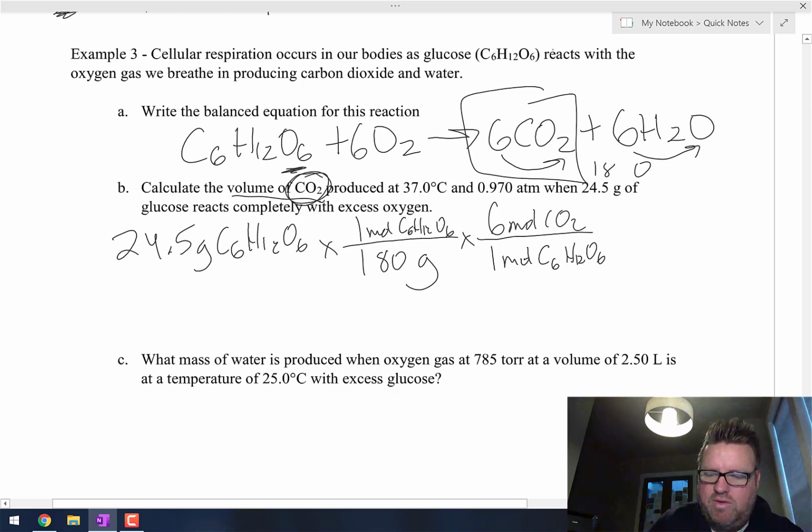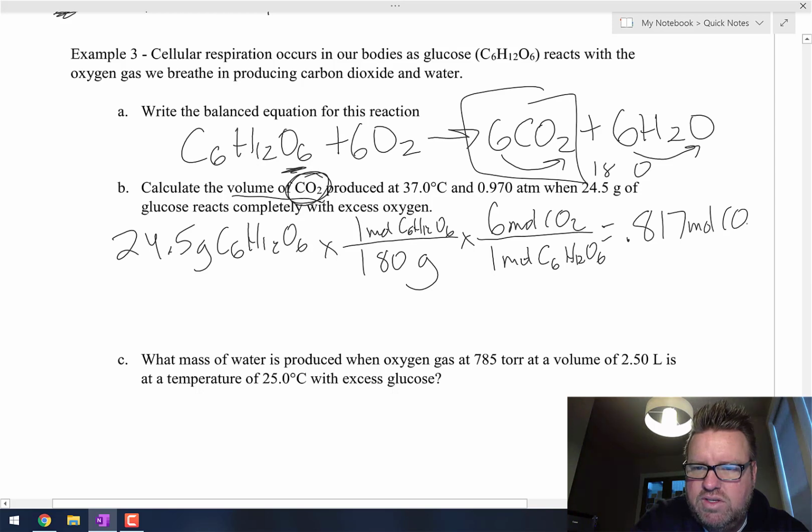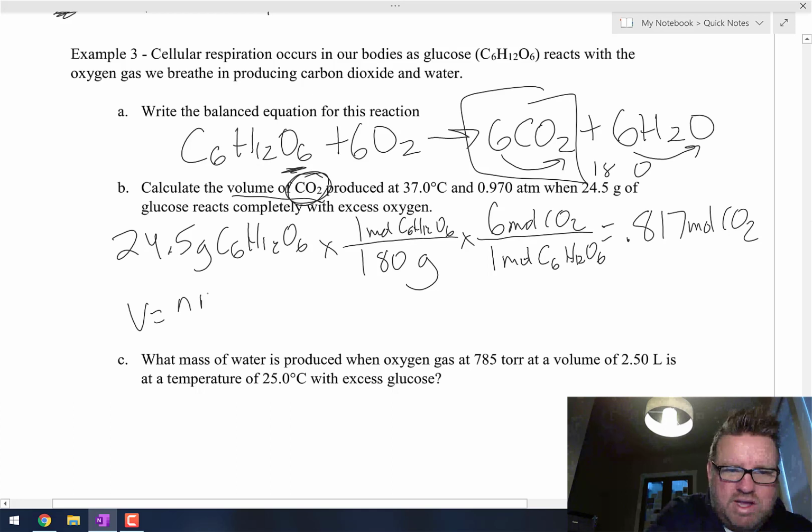So 24.5 divided by 180 times 6 equals, that doesn't seem right. Oh yeah, it does. Okay, 0.817 moles of CO2. And then again, the volume of CO2, just like the last problem, nRT over P.